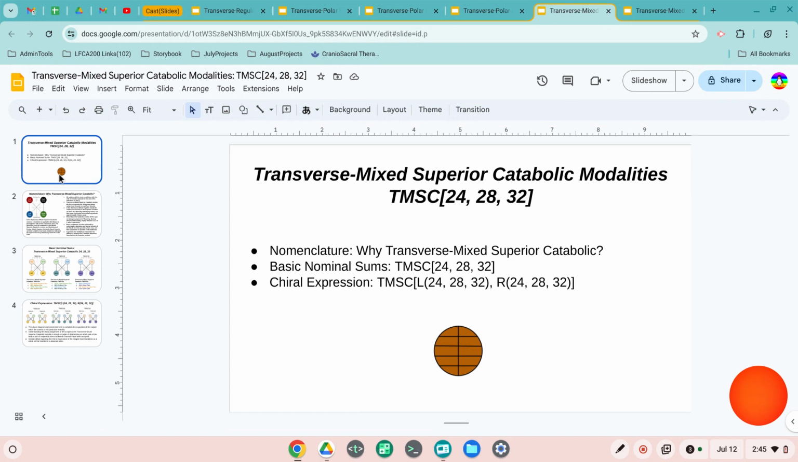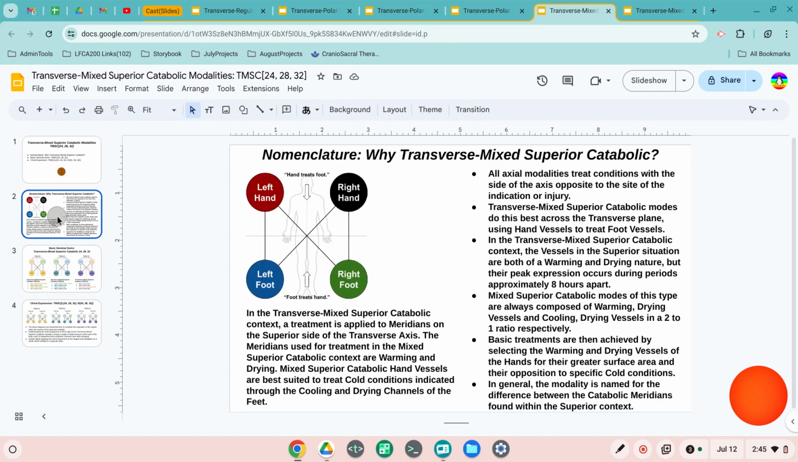Slide 1, Nomenclature. Why transverse mixed superior catabolic? In keeping with the spirit of simplicity, there are 2 basic points to remember. First, transverse mixed superior catabolic modalities treat illnesses across the transverse plane, such that hand treats foot and foot treats hand. Second, modalities in this category are of 2 general types, warming and drying, or cooling and drying.